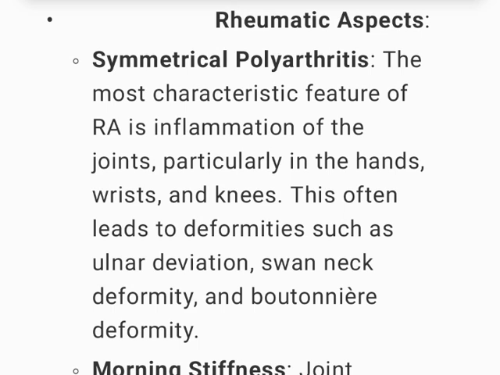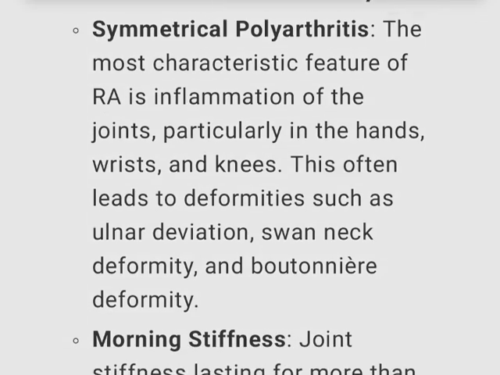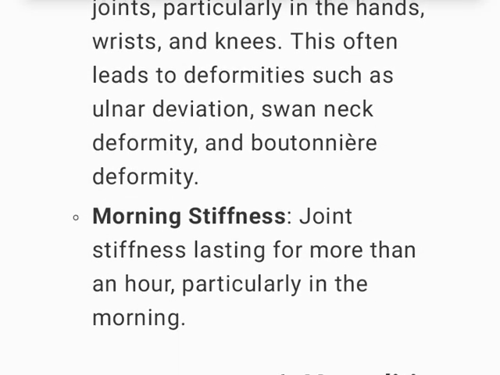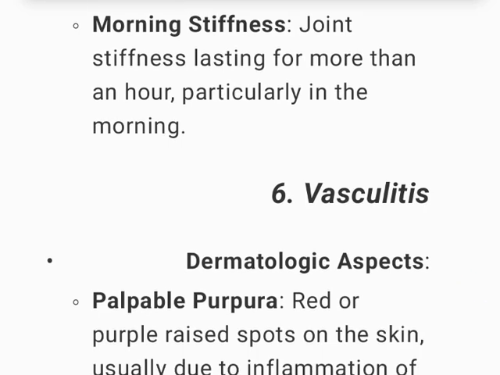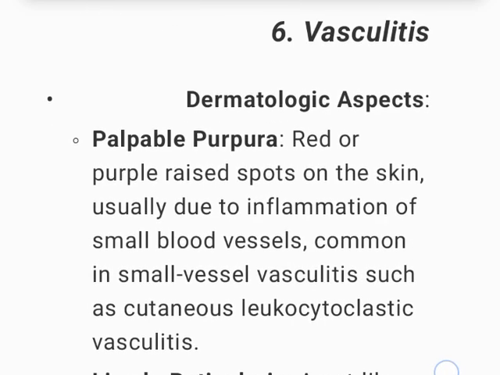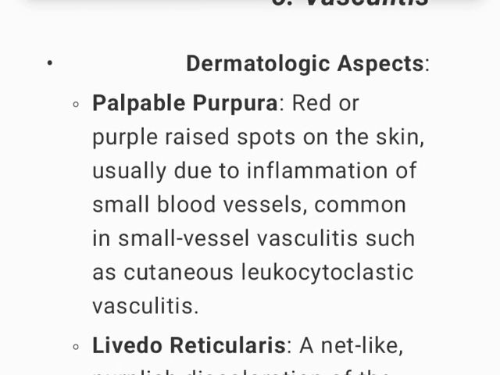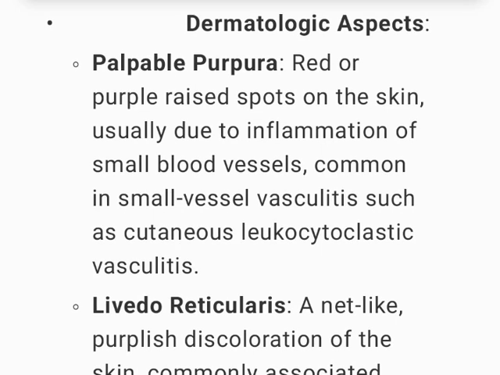Symmetrical polyarthritis. The most characteristic feature of RA is inflammation of the joints, particularly in the hands, wrists, and knees. This often leads to deformities such as ulnar deviation, swan neck deformity, and boutonniere deformity. Morning stiffness, joint stiffness lasting for more than an hour, particularly in the morning. 6. Vasculitis. Dermatologic aspects, palpable purpura, red or purple raised spots on the skin, usually due to inflammation of small blood vessels, common in small vessel vasculitis such as cutaneous leukocytoclastic vasculitis.